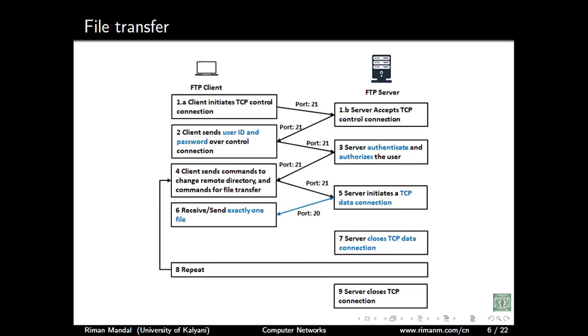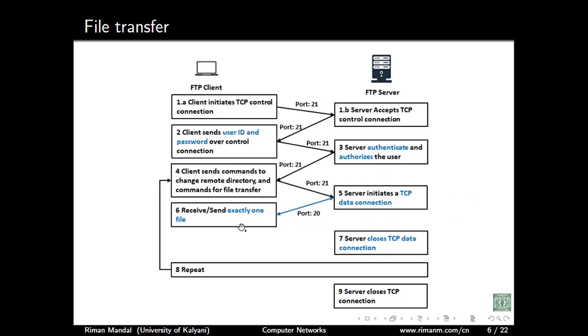So what is happening? Using port 21, the client initiates a TCP control connection. The server accepts the control connection. Then the client sends its user ID and password over the control connection, that means using port 21. The server authenticates and authorizes the user, and then the client sends commands to change the remote directory and commands for file transfer. Upon receiving the command to send or receive a file, the server initiates a data connection. This connection initiation is done using port 20.